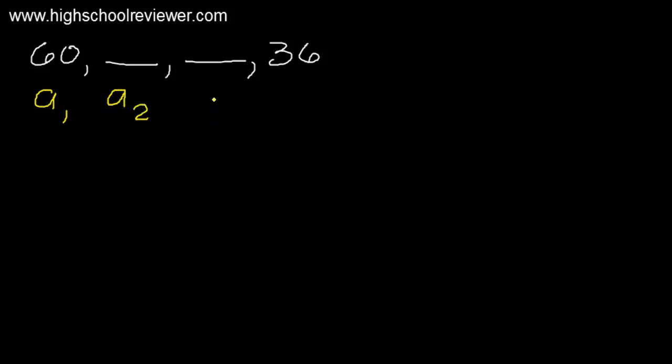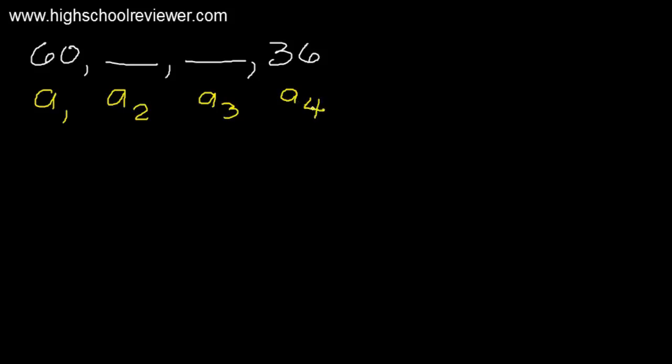Our next given problem: we have positive 60, and we have the missing arithmetic means. We have the two missing terms, and our final term is positive 36. So let's call positive 60 a sub 1. This will be a sub 2, a sub 3, and a sub 4.